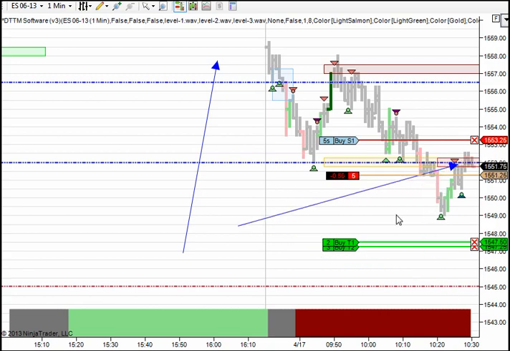So I've got some things in my favor. What I don't have in my favor is the bigger picture bias. I prefer to be trading with that, but when I take a trade that's not with the bigger picture bias, I can certainly take that. I just want to be a little more nimble. I want my stop to be a little tighter.